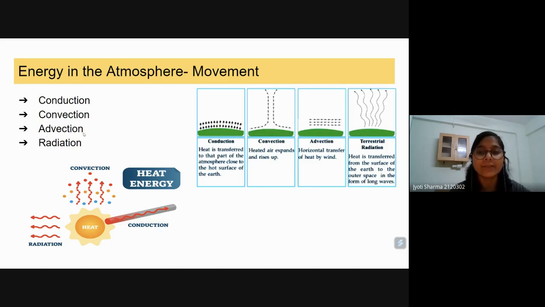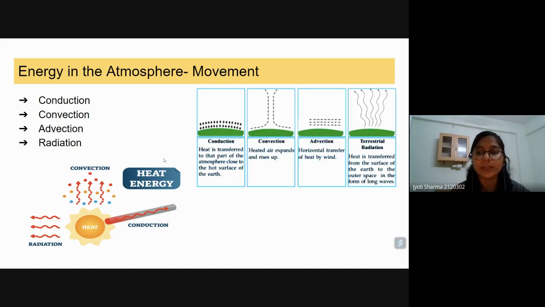The next is advection. Here there is a horizontal movement of the wind. So the energy is carried by the horizontally moving wind, and the horizontal transfer of heat by wind happens in advection.